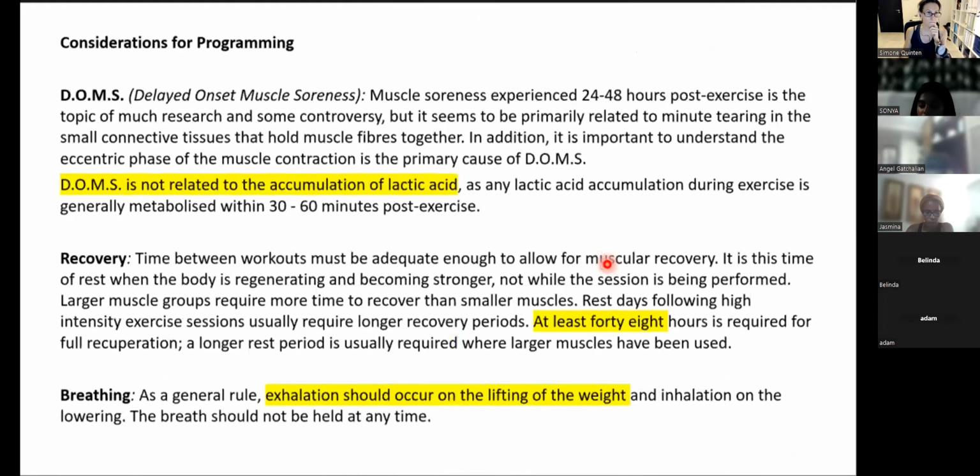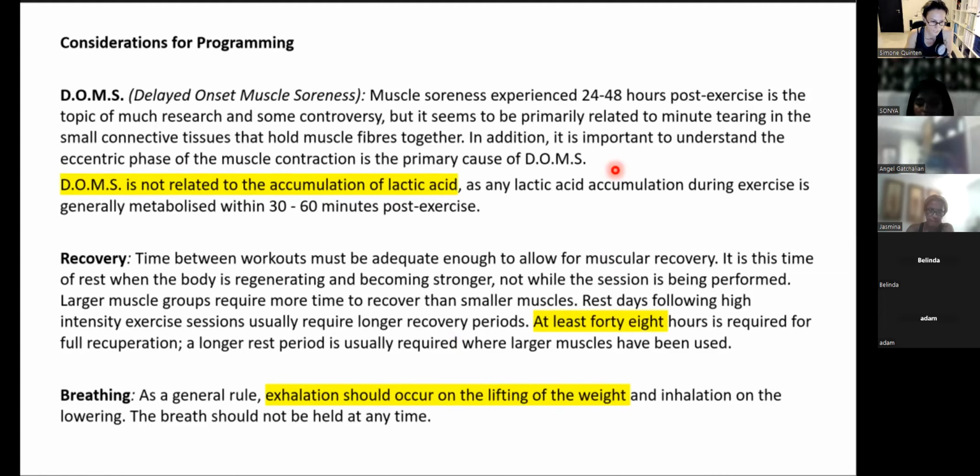Okay, good. Now let's look at considerations for programming. This is the same as in your book. When you program someone, they get sore, not only during the exercise. I think yesterday Camille was referring to the burn. So we talked about the lactic acid. DOMS is not related to lactic acid. Lactic acid is during the exercise.